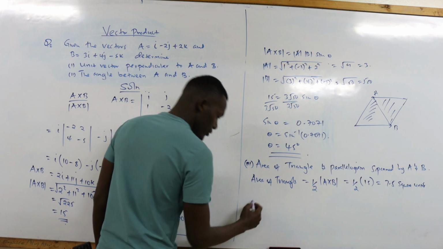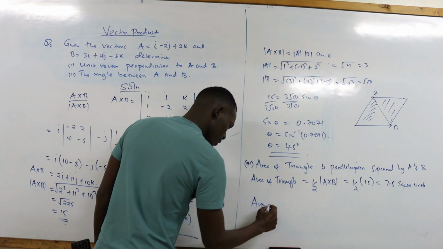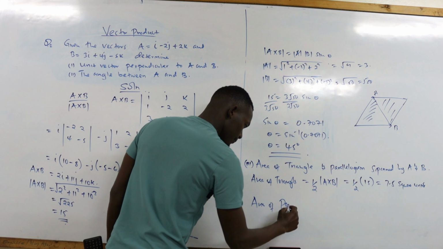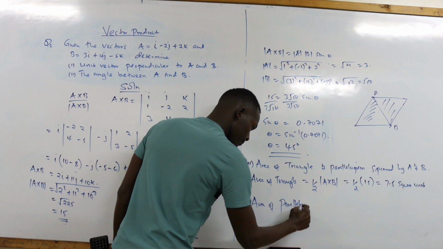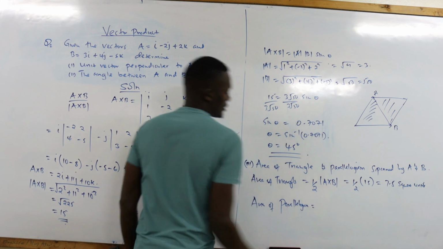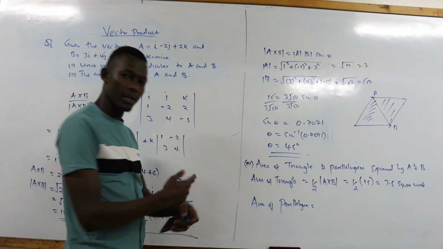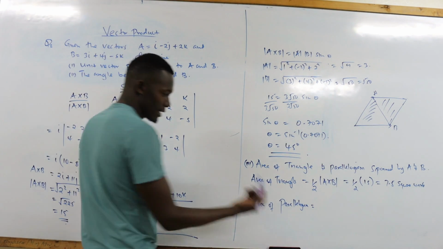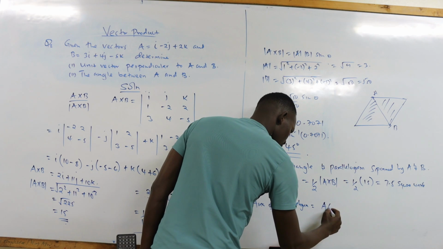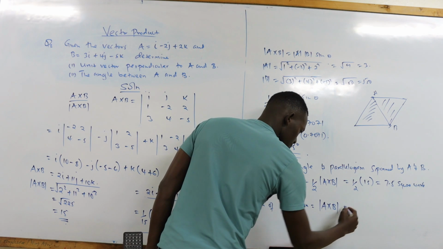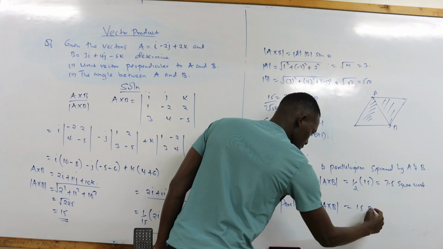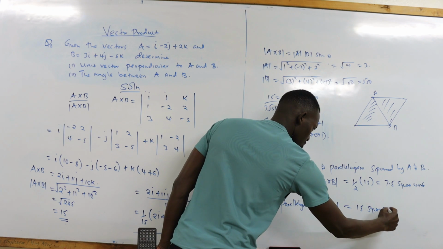Alright. So the same way, area of a parallelogram is given by the base times the height. Again, we're just saying this one will be given by A cross B. So this one will be what? 15 square units.